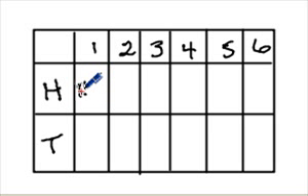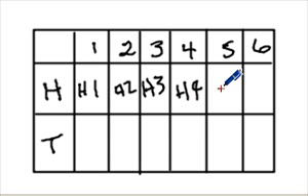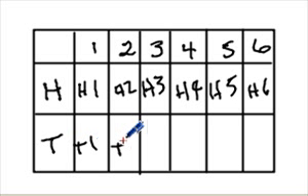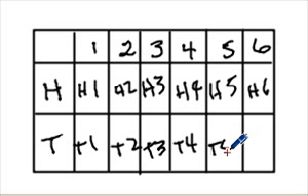So in this case it was heads and 1, heads and 2, heads and 3, heads 4, heads 5, heads 6. And then in here, same thing, tails 1, tails 2, tails 3, tails 4, tails 5, and tails 6. So again, you can see that there are 12 different outcomes.